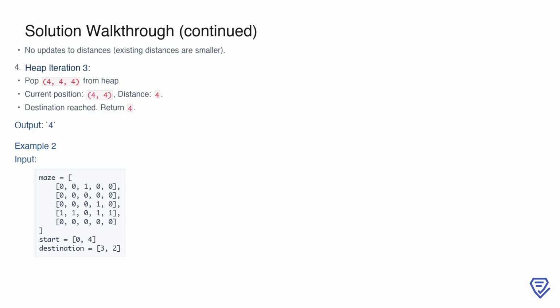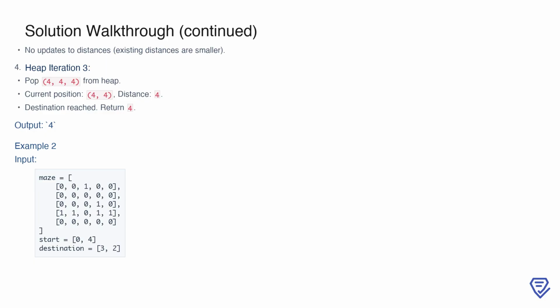in this iteration. In the third iteration, we pop (4, 4, 4) from the heap, which places us at (4, 4) with a distance of 4. This is the destination, so we return the result as 4. The shortest distance from the start to the destination in this example is 4.